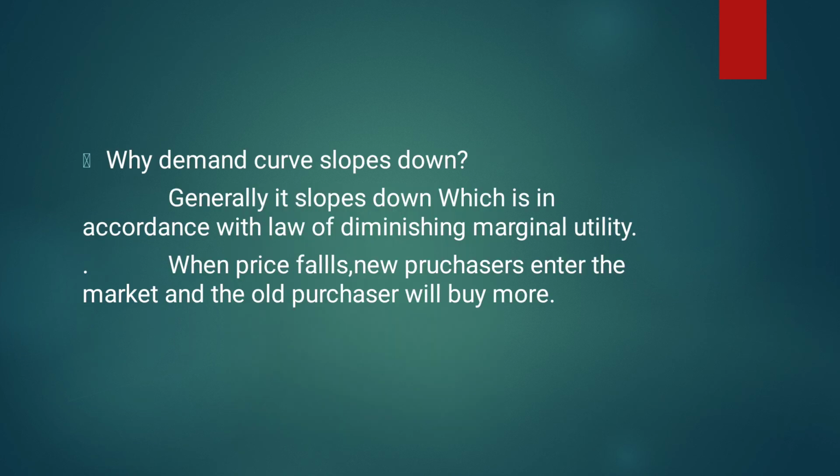Generally, the demand curve slopes downward. This is in accordance with the law of diminishing marginal utility. When the price falls, new purchasers enter the market and old purchasers will probably purchase more. So there are three reasons why people will buy more when the price falls.